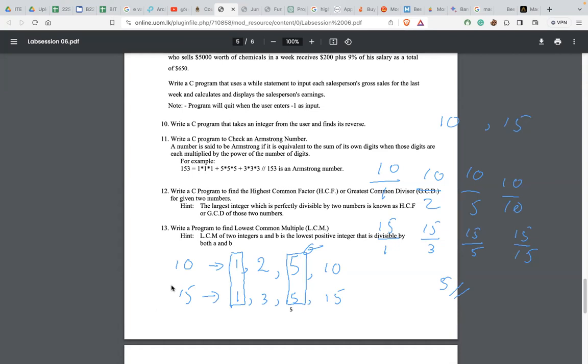Then you can identify that a number cannot be divisible by any number larger than that one. A number cannot be divisible by any number larger than that one.